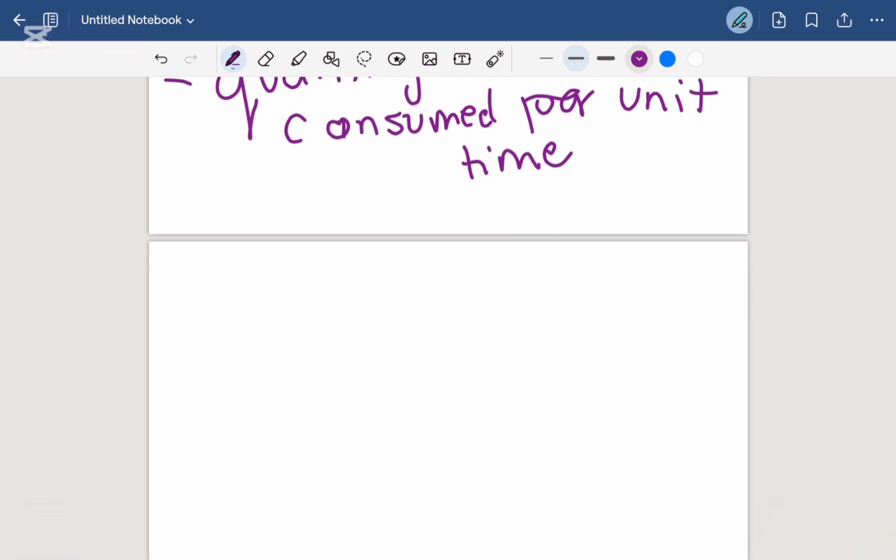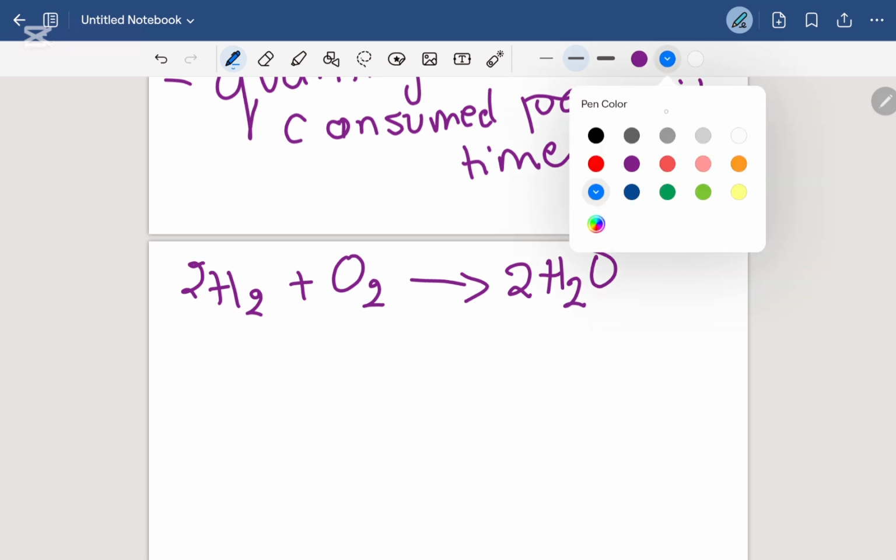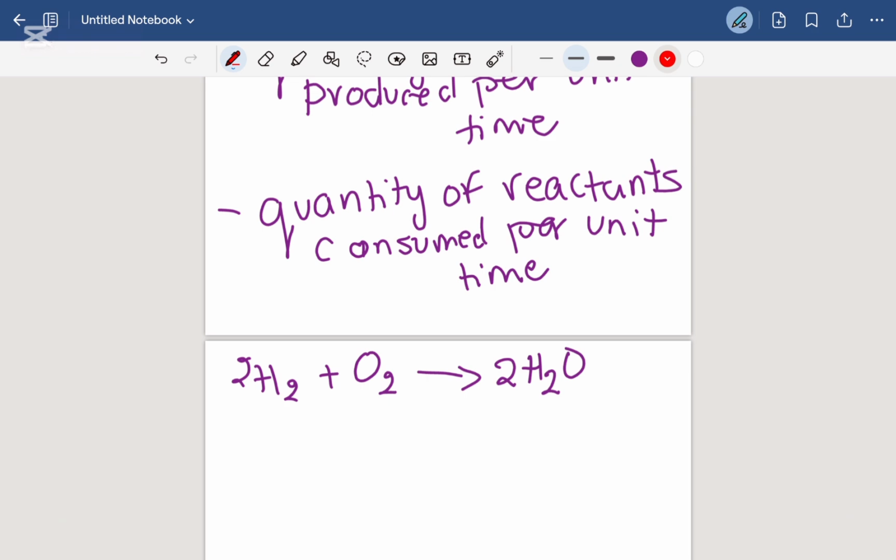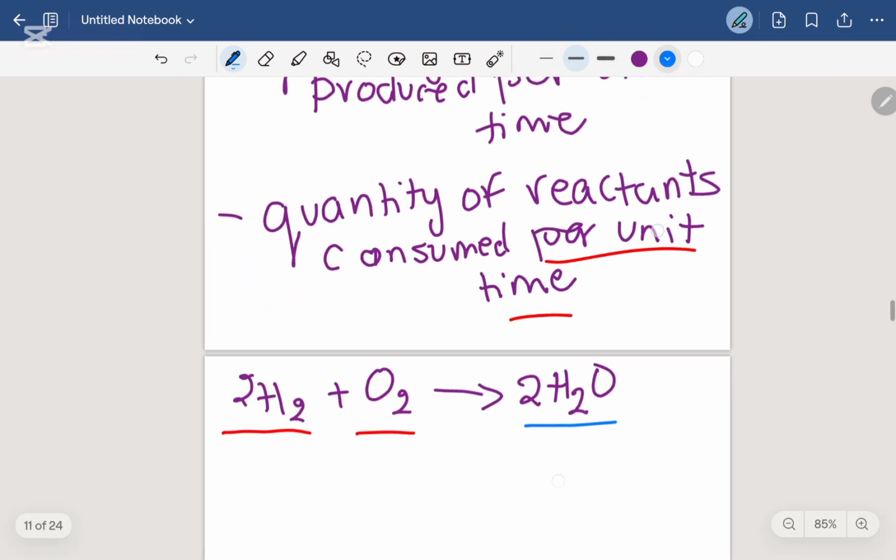Let's take an example. Let's take 2H2 plus O2 gives us 2H2O. To measure or calculate this reaction rate, we can do it by the quantity of H2 consumed, because H2 is our reactant, or the quantity of O2 consumed, because O2 is our reactant. And don't forget per unit time, very important, per unit time. Or the quantity of H2O produced, because it is our product.